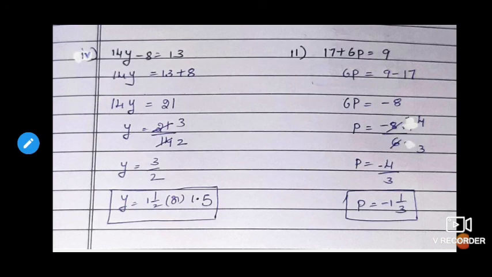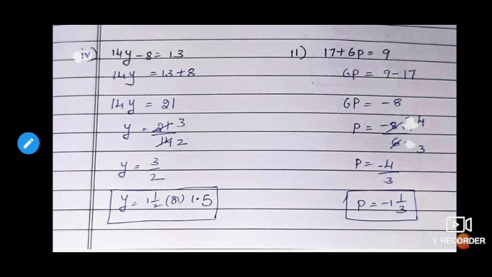14y is equals to, I want only y. So remaining all send to that side. So minus 8 if I'll send to that side, plus 8. So 14y is equals to 13 plus 8, 21.